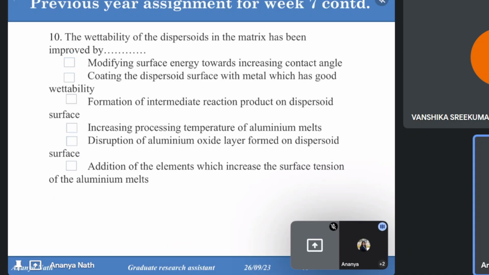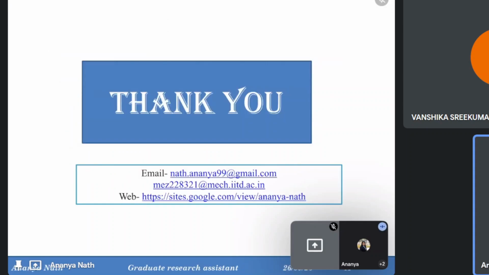The last question is, the wettability of the dispersoid in the matrix has been improved by. We have already discussed it. Ma'am, it is the first, second, then... First one is not related to the dispersoid. Second, third, fourth one, yes, ma'am. Second and third, and increasing the processing temperature of aluminum, because it will affect the temperature gradient, the melting and those things also, and disruption of the aluminum oxide layer formed on the dispersoid surface. So yeah, that's about it.